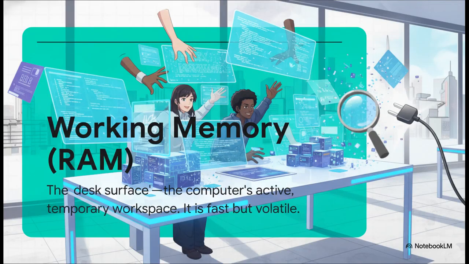All right, next up is RAM, or Random Access Memory. Think of this as the desk surface in our office analogy. It's where you put whatever you're working on right now. It's super fast, which is great, but it's also volatile. And what that means is the second the power goes off, everything on that desk is gone, wiped clean.